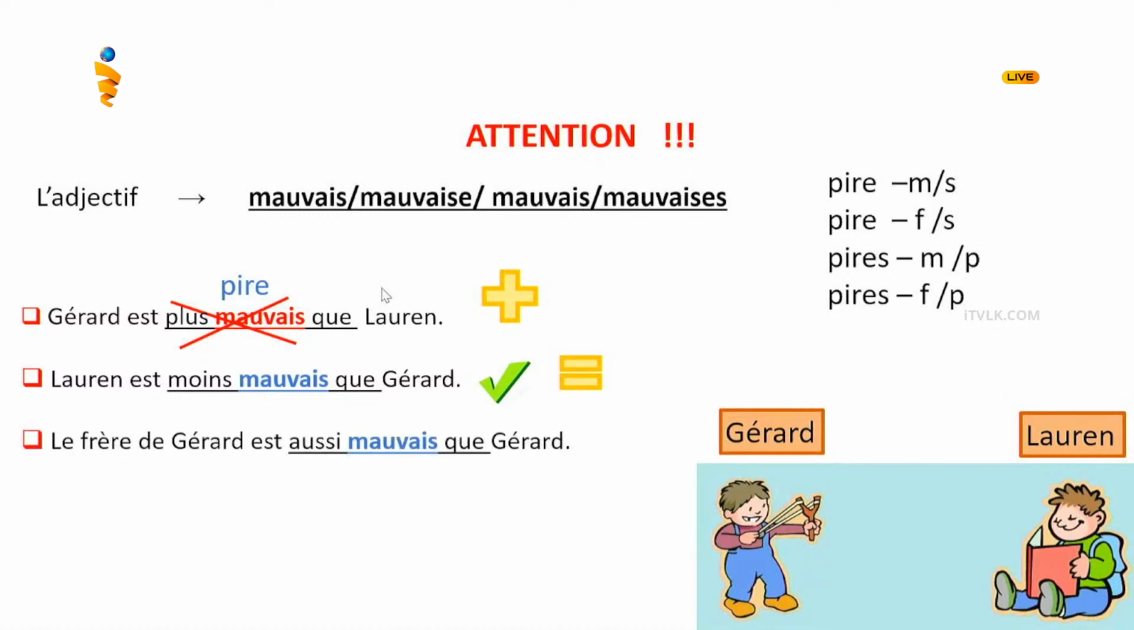And le frère de Gerard est aussi mauvais. Equality. Equally bad. Now I'm talking about Gerard's brother. He's equally bad, as bad as Gerard. So they are aussi mauvais, no problem. You can use that format. The only problem was you cannot use plus mauvais. Instead of that, you had to use pire.